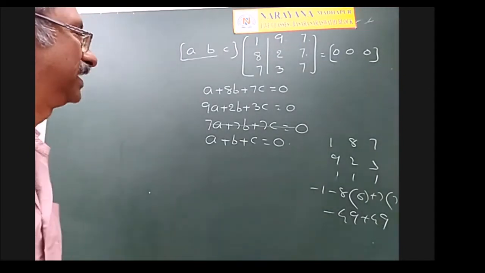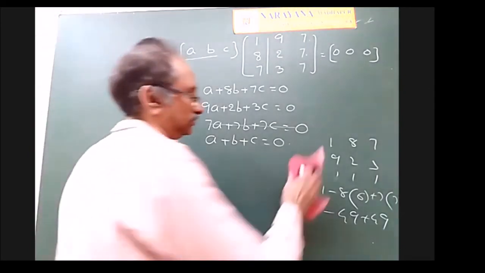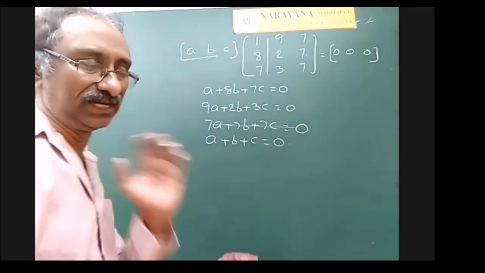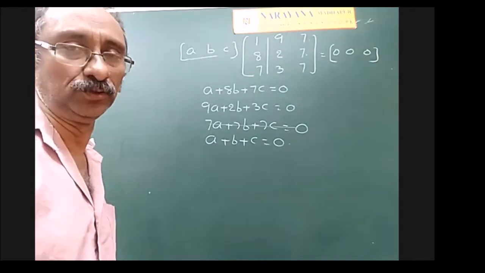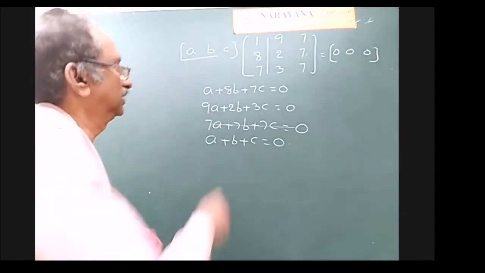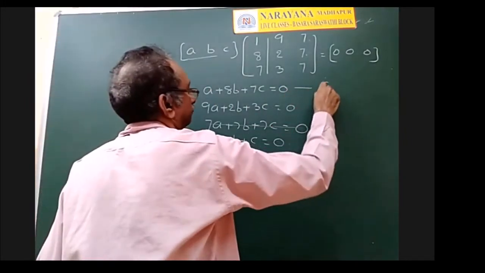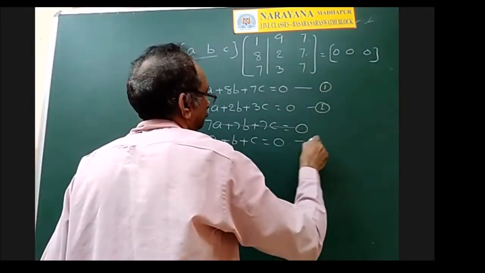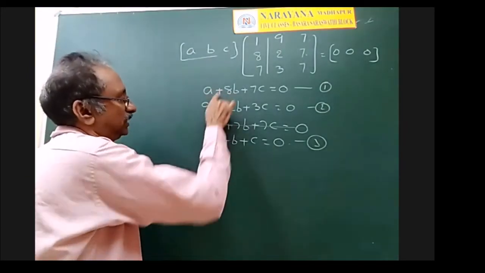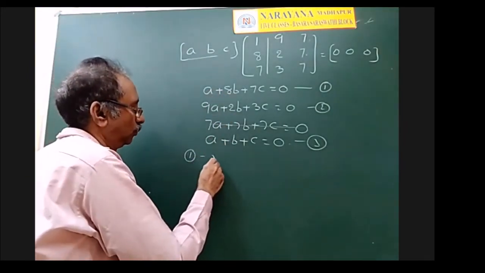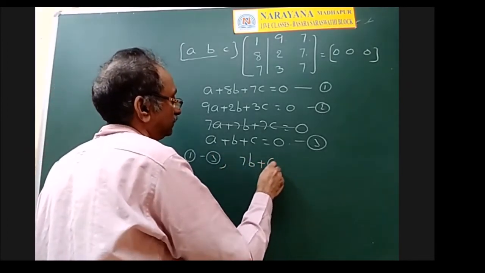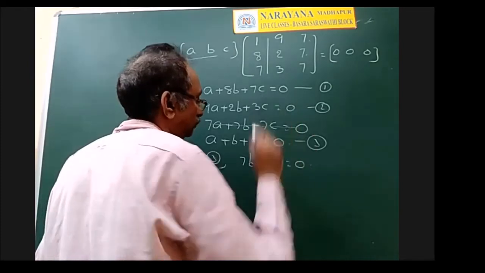So how to find that infinitely many solutions? Okay. So you can go for matrix form, consider the matrix, and you can simplify that using elementary operations, or you can simply do this here only. See, so this is 1, this is 2, and this is 3. Suppose I want to eliminate A from these two equations. What I will do? 1 minus 3. A cancelled. This is 7B. This is 6C is equal to 0.